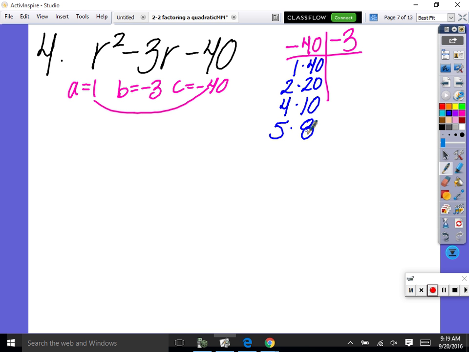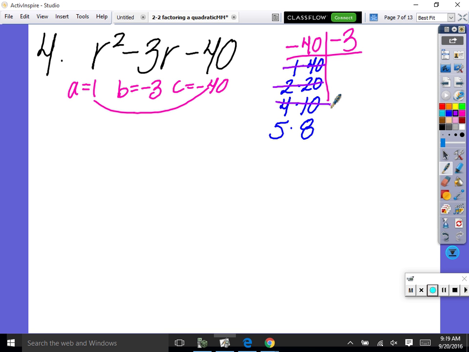No. 7? No. 8? Yes. 8 times 5. We've already listed that. So these are the only possible factors. Which ones could possibly add up to be -3? Not 1 and 40, not 2 and 20. 4 and 10 could add up to be 6, or 14, right? But not 3. 5 and 8 could potentially add up to be -3.